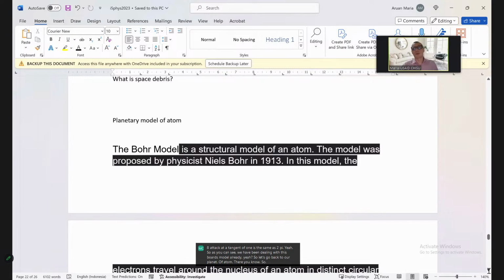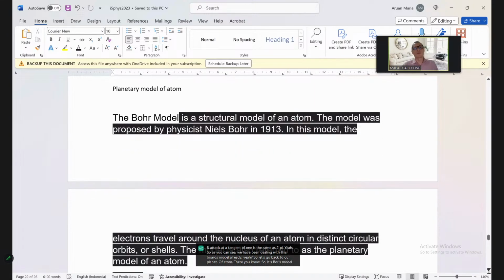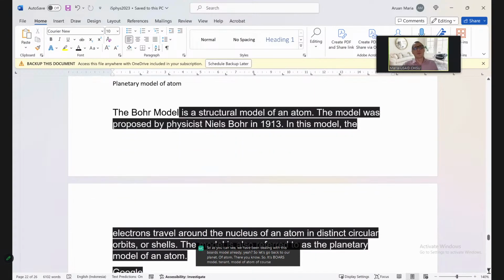So it's Bohr's model, the planetary model of the atom. Of course, the model of the atom is much more complex than planets' orbits because electrons are found in three-dimensional shells. They are not plane orbits like the orbits of planets, for example. No, they are far more complex.